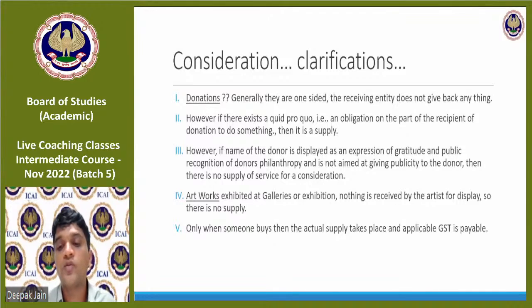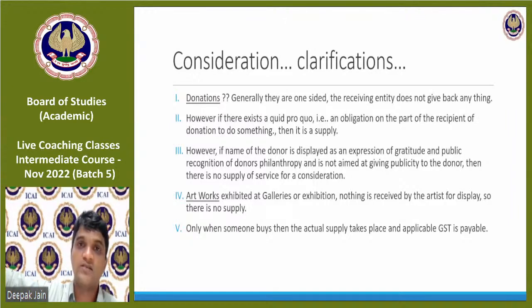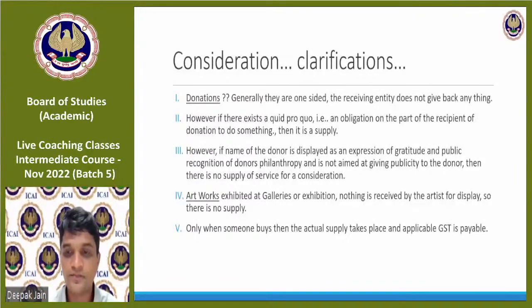What is quid pro quo in case of donations? When I give you a donation, I expect that you will do marketing for me. You'll do a lot of publicity for me, saying that, okay, they have donated, and you will do marketing services. Wherever you go, in your diary, you'll mention my name. Those are the things I'm expecting from you. So that's an example of a quid pro quo.